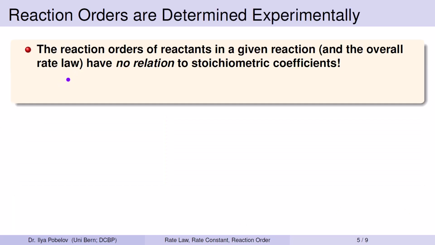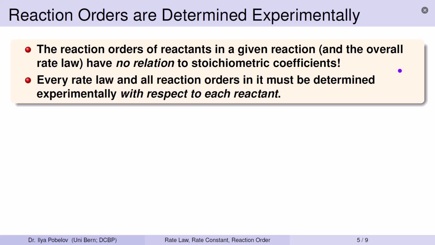A very important aspect that you have to remember is that the reaction orders of a reactant in a given reaction and, by extension, the overall rate law have no relation to stoichiometric coefficients. Every rate law and all reaction orders in it must be determined experimentally with respect to each reactant.